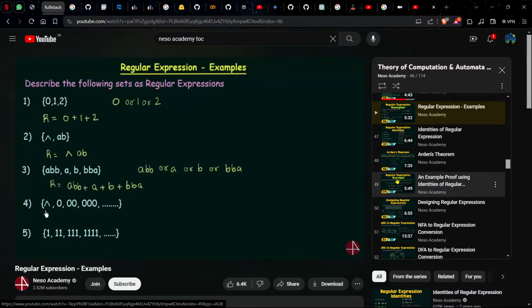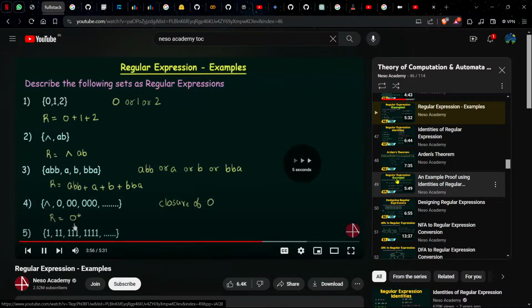Alright, now let's come to the fourth one. Here we see the empty symbol, then 0, 00, 000, and so on. I've already explained this in the last lecture if you remember. If you look carefully, you find that these are all the strings that can be formed by putting together any number of zeros that you want. All the strings that can be formed using 0 along with the empty symbol denote the closure of 0. This is the closure of that symbol. So this is 0 star, the closure of 0.